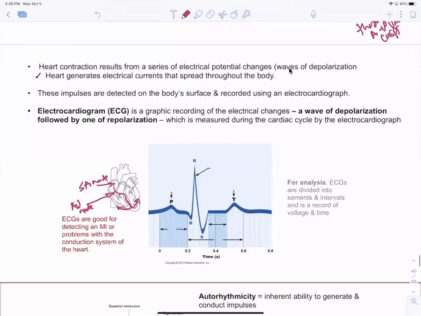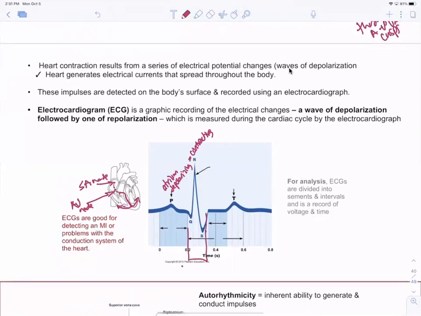And so the P wave is when your atria are depolarizing, which is contracting, right? So after depolarization, the atria are going to contract. And then this QRS here, this is when the ventricles are depolarizing, which then leads to contraction. And so that's when the heart is actually pumping blood, right?